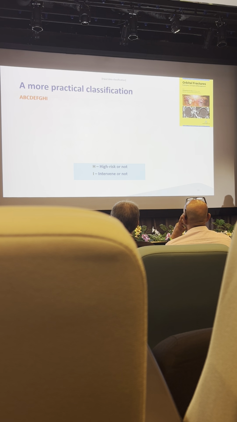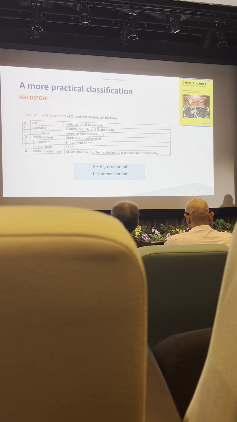And since its original description, the acronym has taken a life of its own, and has further expanded to include H and I. Now, H represents whether or not the patient is high risk for intervention and general anesthesia, and I stands for intervention, making it even more complete. It takes us full circle from describing the fractures, the patient profile, to whether or not the patient should receive surgical intervention.